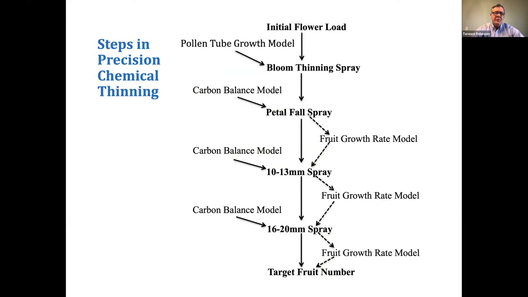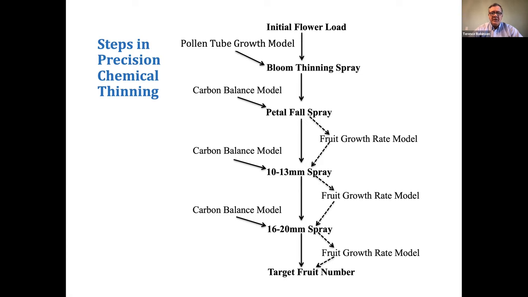I start with just a review of this precision chemical thinning process that we've been promoting now for about 10 years. It's a protocol to use sequential thinning sprays and try to sequentially reduce the crop load down to some target number. We begin with the blossom thinning sprays using the pollen tube growth model as has been described earlier. But starting with the petal fall spray and the succeeding sprays after petal fall, the carbon balance model becomes an important tool in deciding both when to spray and at what dose to spray.